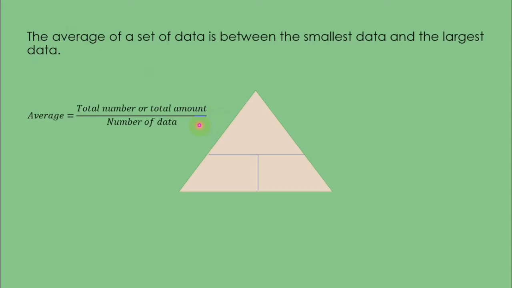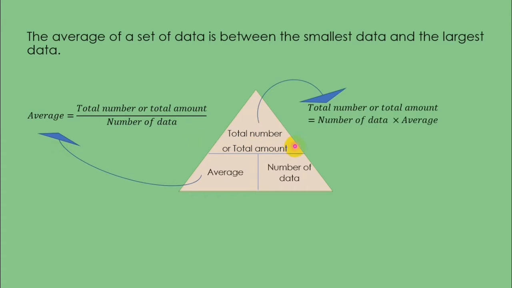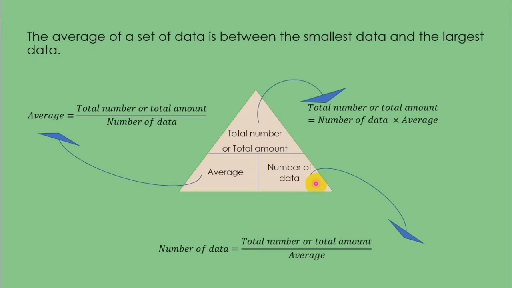Do you remember this triangle? Good! We can use this triangle to help us. From here, we know that to find the average, we divide the total number or total amount by the number of data. What should we do to find the total number or the total amount? We should multiply the average by the number of data. How about the number of data? How can we find the number of data if the average and the total number of data are given? We can find the number of data by dividing the total number or the total amount by the average. Is it easy to understand?